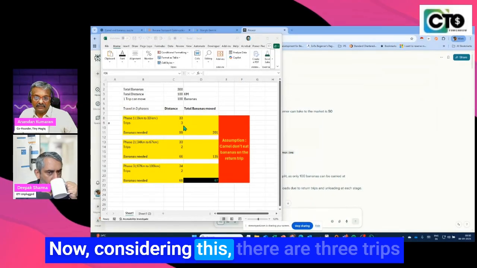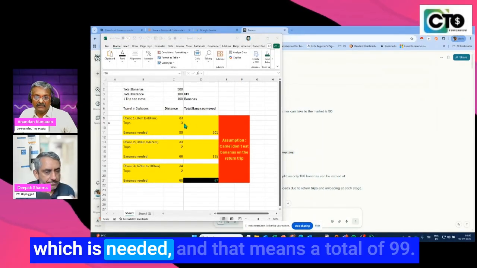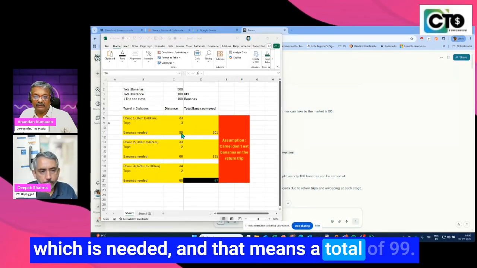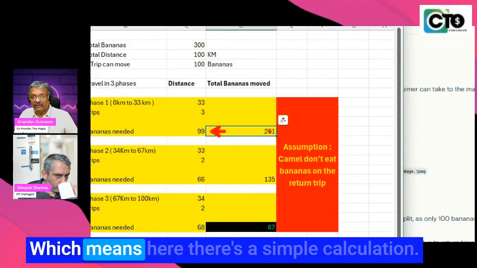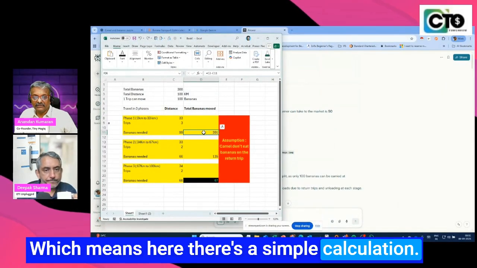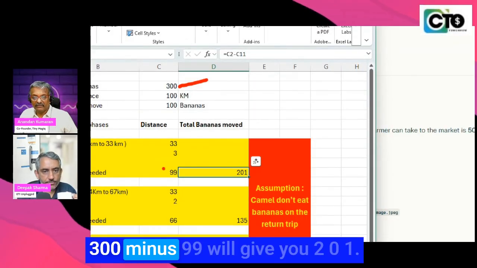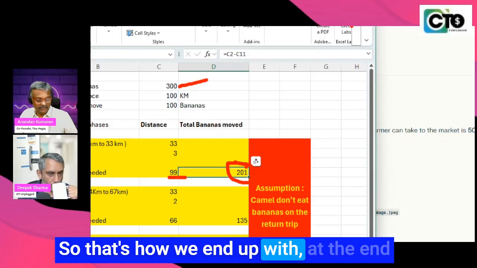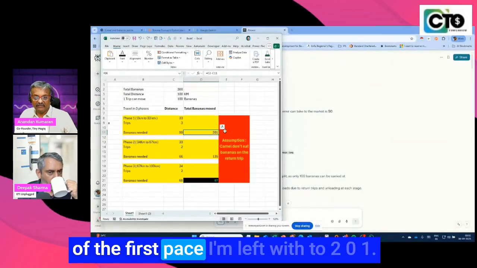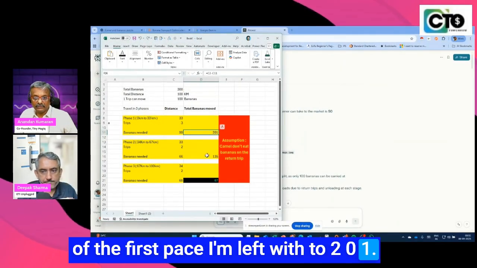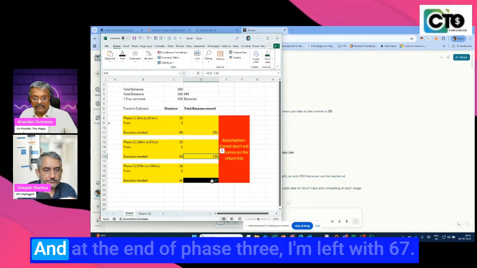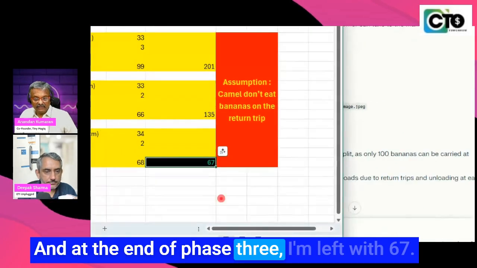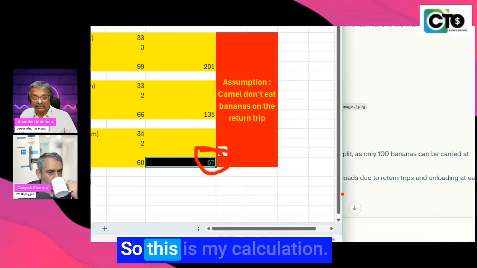Now, considering this, there are three trips needed, and that means a total of 99 bananas is needed. This is a simple calculation: 300 minus 99 will give you 201. So that's how, at the end of the first phase, I'm left with 201. Similarly, you do it for phase two, I'm left with 135. And at the end of phase three, I'm left with 67. So this is my calculation.